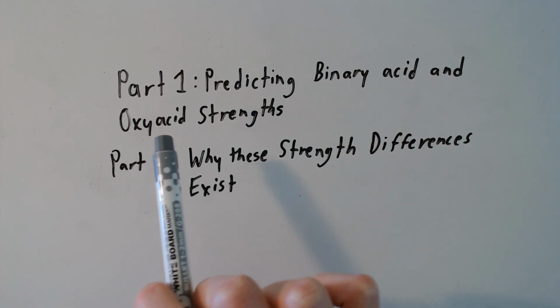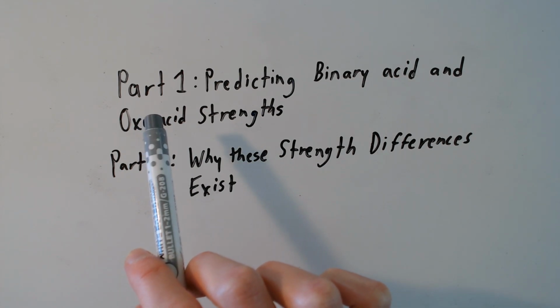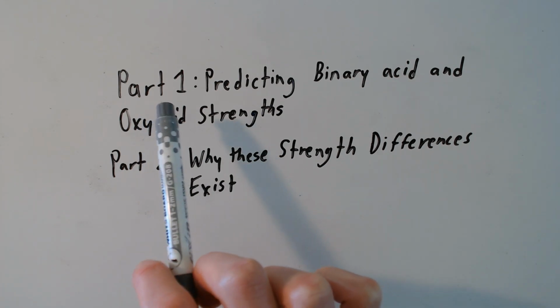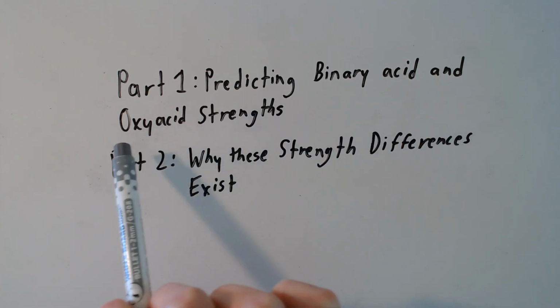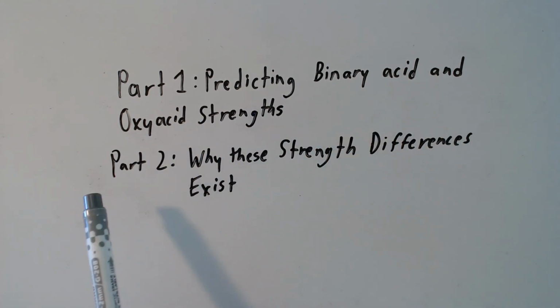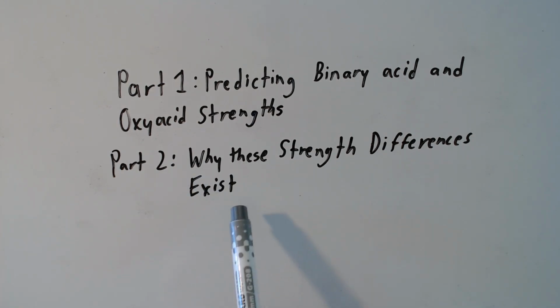This video is divided into two parts. Their times are listed in the video description and in the top comment section below. The first part is on predicting binary acid and oxyacid strengths, and the second part is on why these strength differences exist, an explanation of why these strength differences exist on a molecular level.